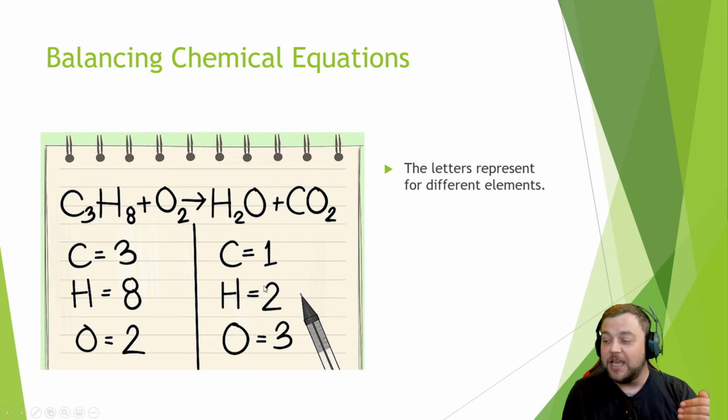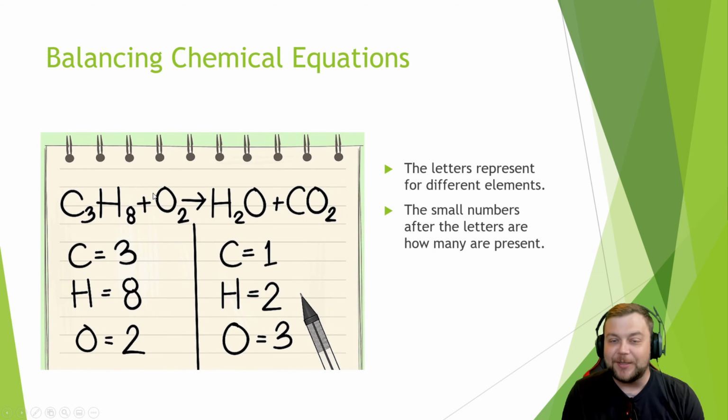That would give you then 8 of those, and you would actually have an abundance of oxygen. So you'd want to go over here and balance it again, okay? I think I have another solved version a little bit later on. The small numbers after the letters are how many are present, okay? So there's 3 carbon, 8 hydrogen, sorry, 2 oxygen, and so on.